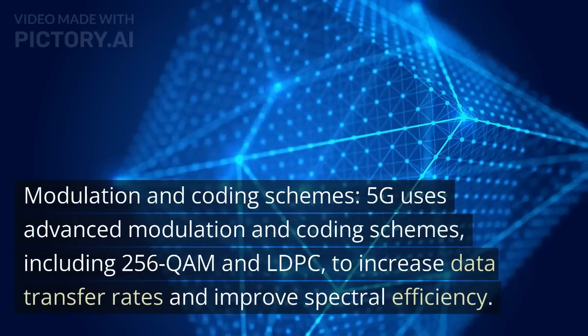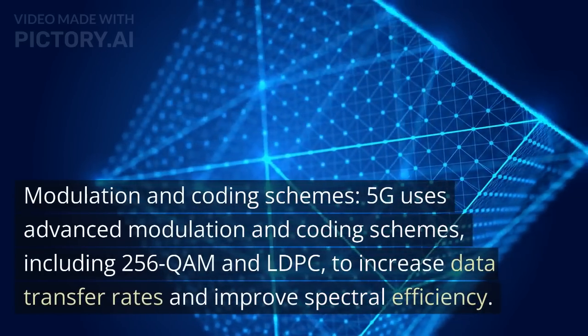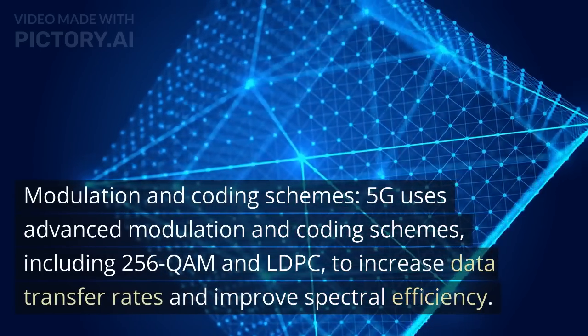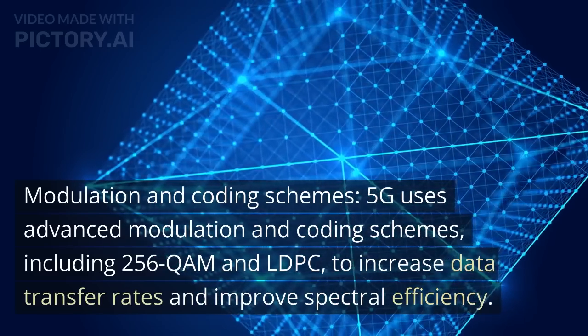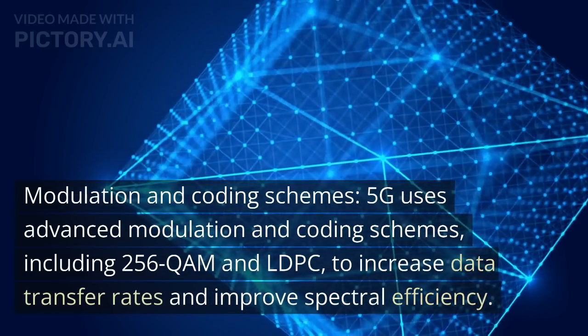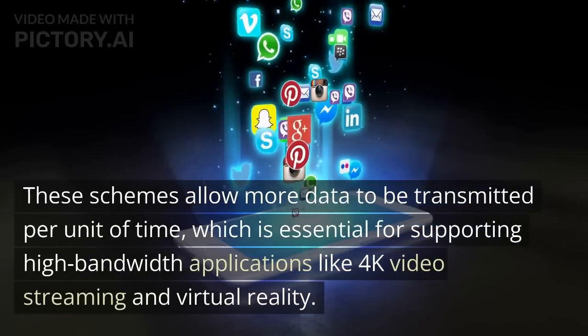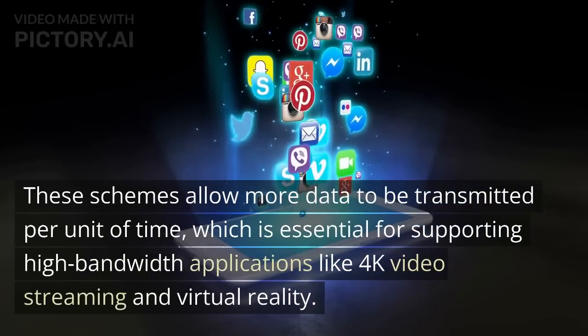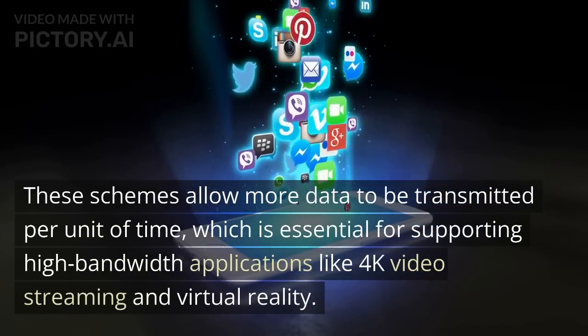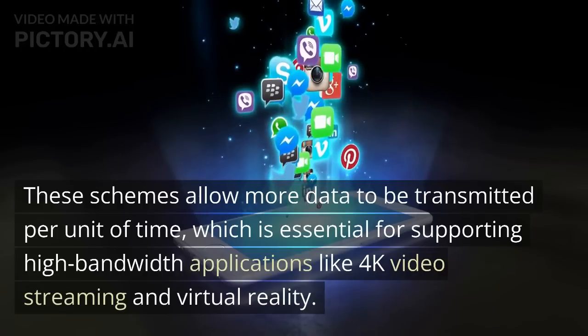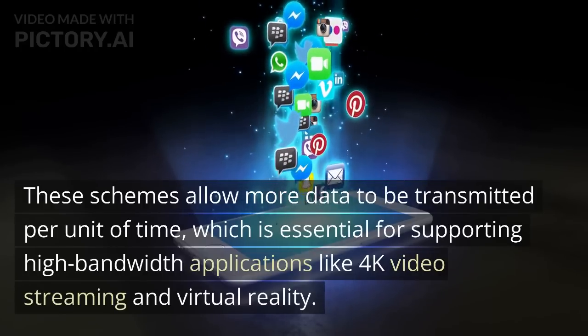Modulation and coding schemes. 5G uses advanced modulation and coding schemes, including 256 QAM and LDPC, to increase data transfer rates and improve spectral efficiency. These schemes allow more data to be transmitted per unit of time, which is essential for supporting high-bandwidth applications like 4K video streaming and virtual reality.